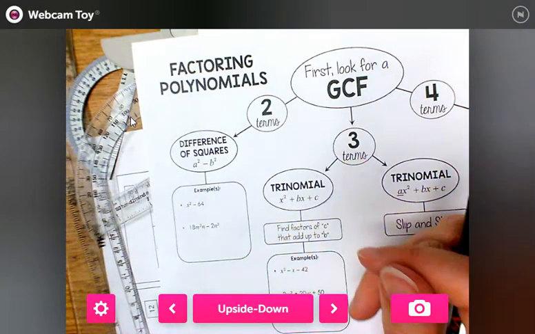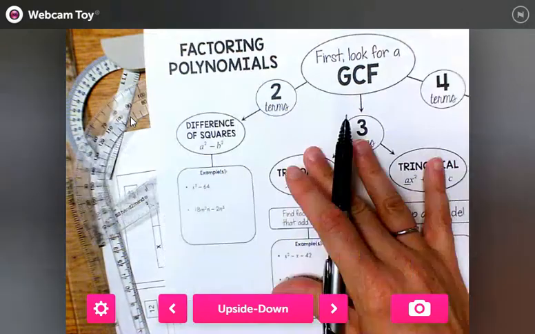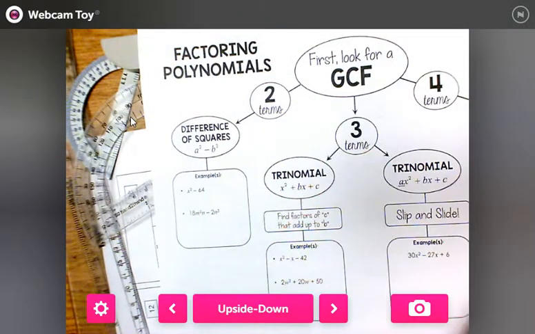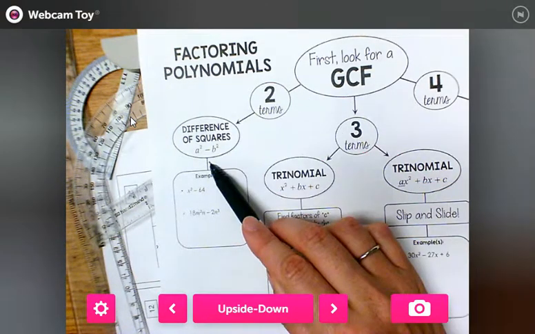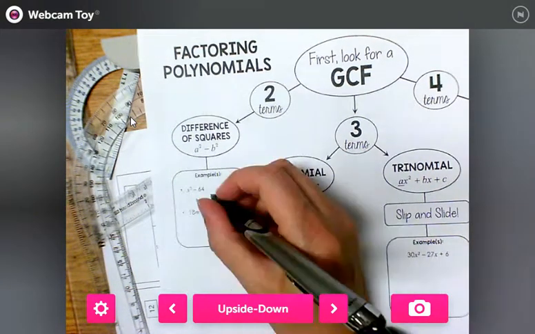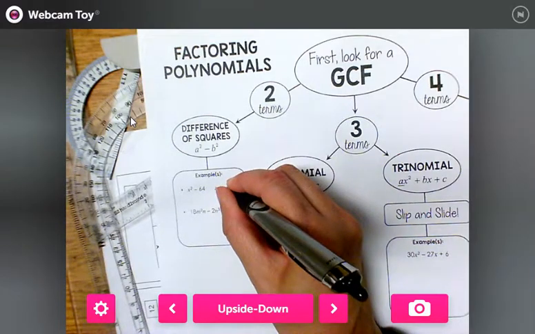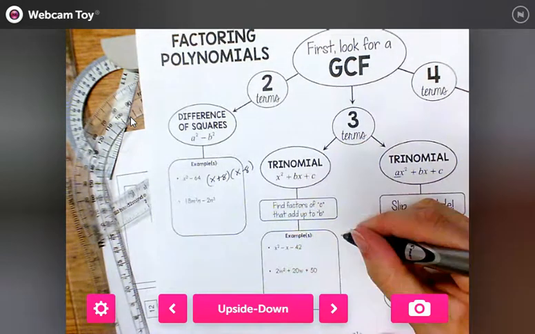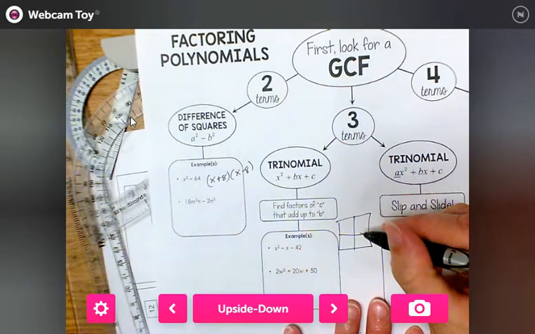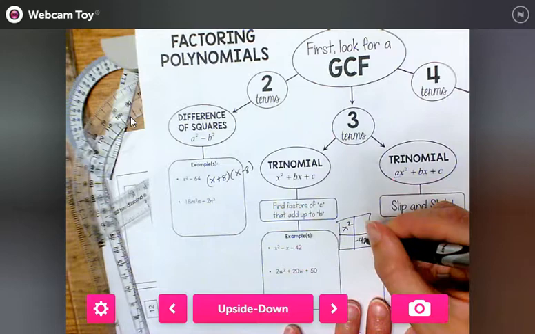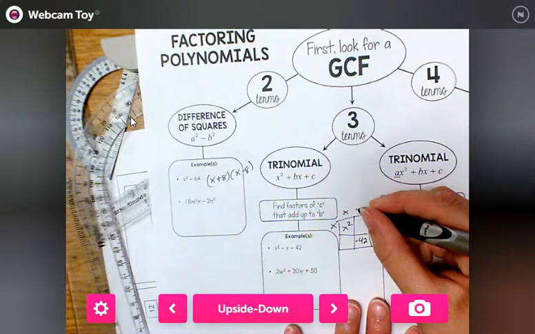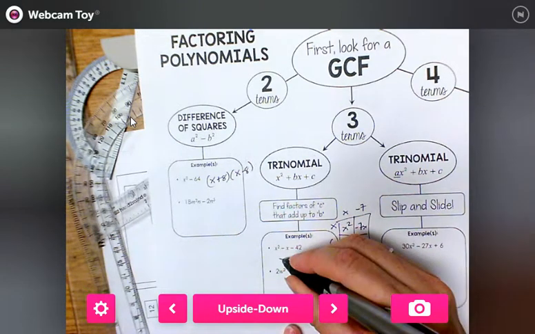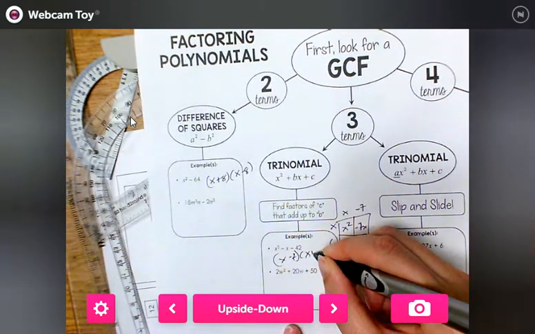Okay, this is talking about the same kind of thing, just in a little bit different way. First, look at greatest common factor. Then, if it's 2 terms, you take out the difference of 2 squares. So that's your x plus 8, x minus 8. 3 terms, you're going to factor using the Punnett square. X squared and negative 42, we get x and x. We're going to end up with negative 7 and positive 6. So x minus 7, x plus 6. Okay?